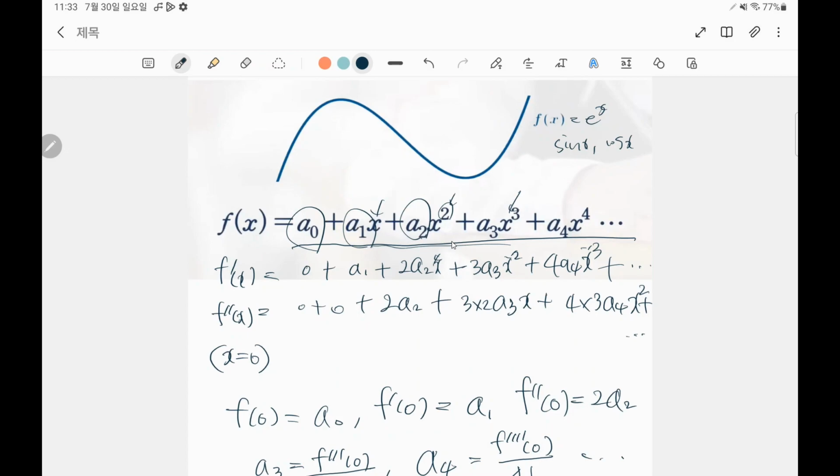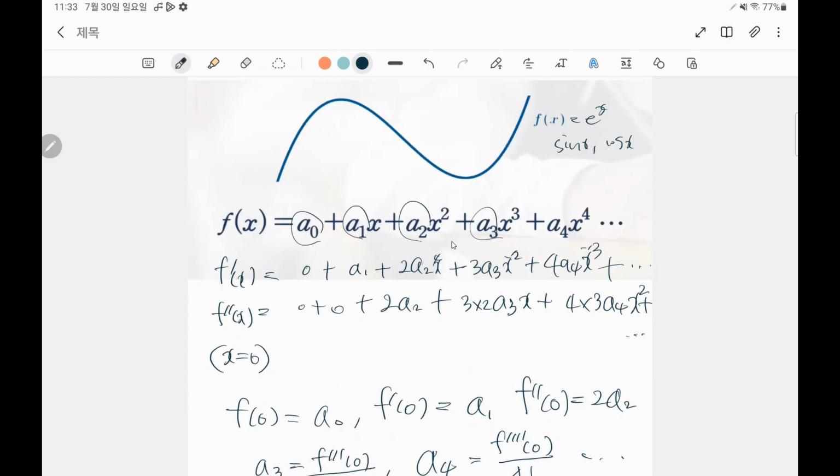So let's get started. On the left-hand side, we have the genuine function we want to approximate. And on the right-hand side, we have an infinite sum of polynomials. And a0, a1, a2, these are just coefficients, just numbers, 0, 1, 2. Just plug them in, and you have an infinite sum of polynomials.